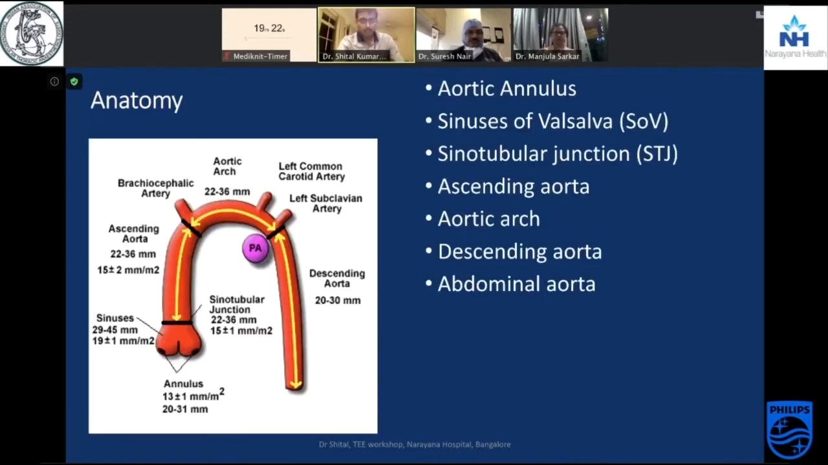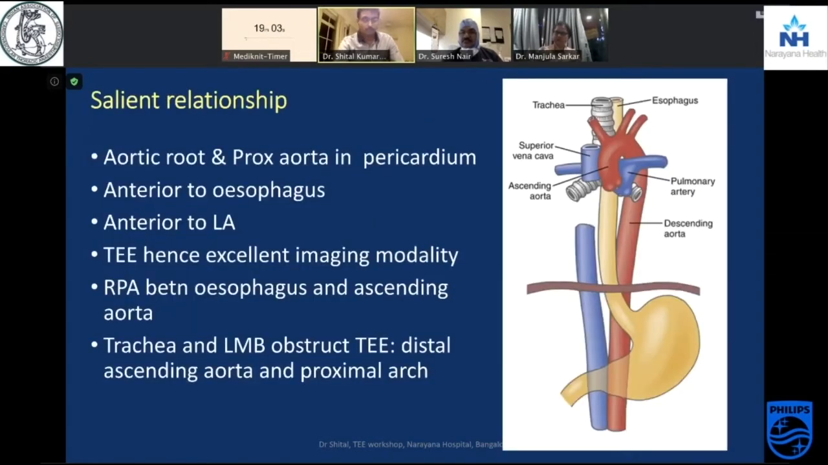Looking at a quick anatomy, the things involved in assessment of the aorta are the aortic annulus, sinuses of Valsalva, sinotubular junction, ascending aorta, aortic arch, descending aorta, and abdominal aorta. Some of the measurements have been mentioned here, and some of the important points have also been marked. The salient relationships, just a couple of points to make here: the aortic root and proximal aorta lie within the pericardium, and hence there is always a risk of tamponade.